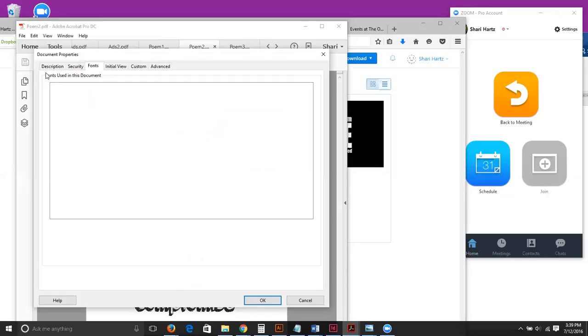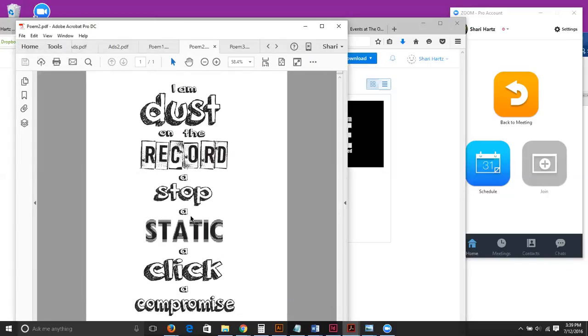maybe not. Normally, you guys can go here and see the fonts. Since maybe this is a JPEG originally, it's not giving me this stuff.